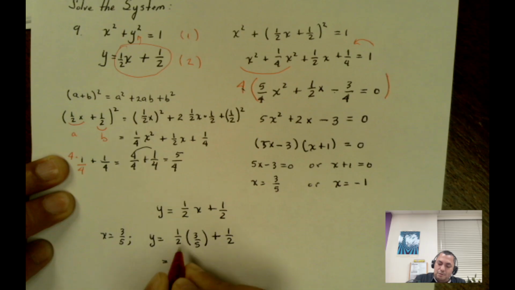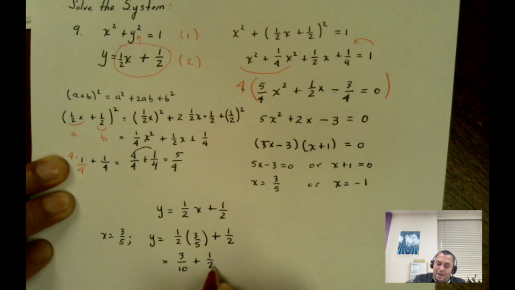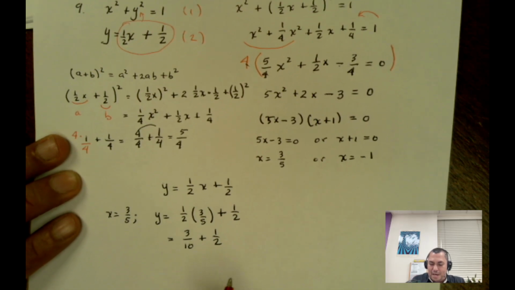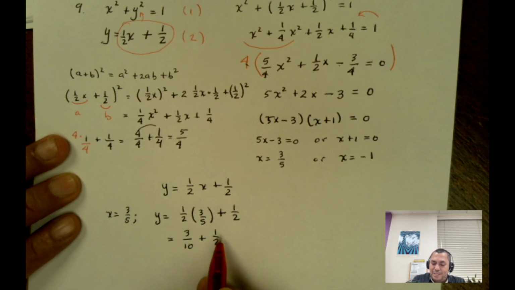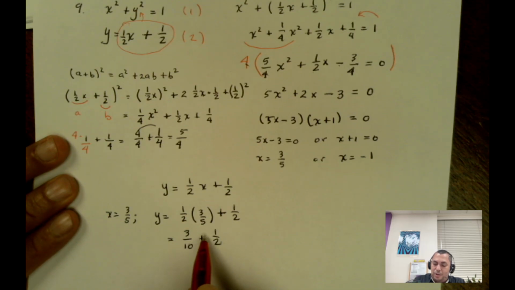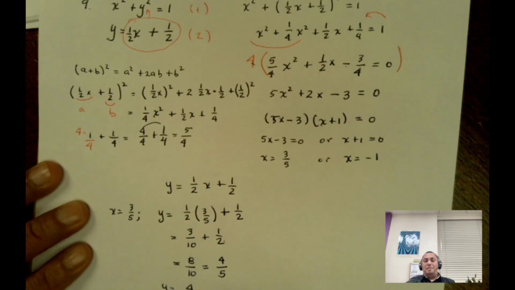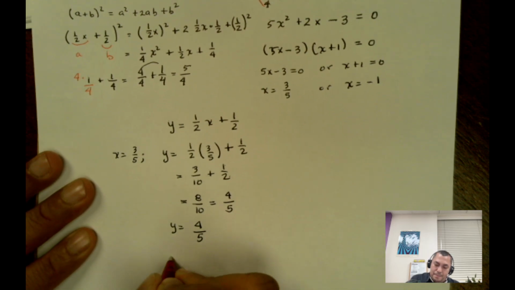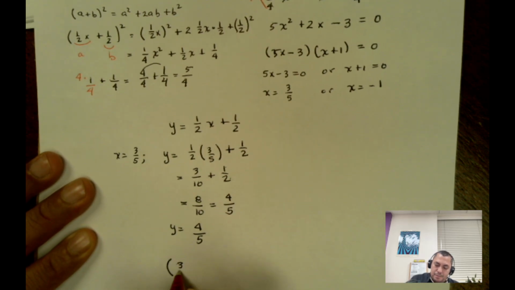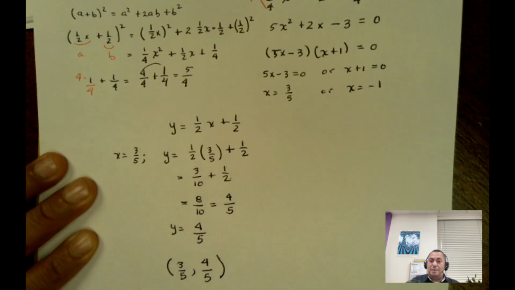plus 1/2. This equals 3 over 10 plus 1/2. To get the same denominator, I'm going to multiply by 5, so 5 times 2 is 10, so it's 5 over 10. So 3 plus 5 is 8 over 10, and if I simplify, I have 4 over 5. So y equals 4 over 5. So my first solution is x is 3 over 5, comma 4 over 5. That's my first solution.